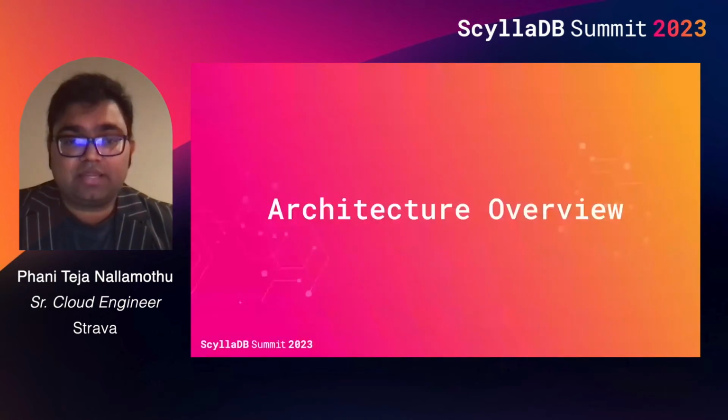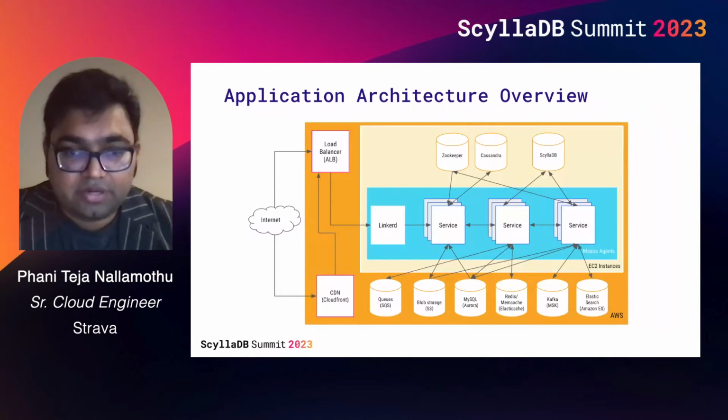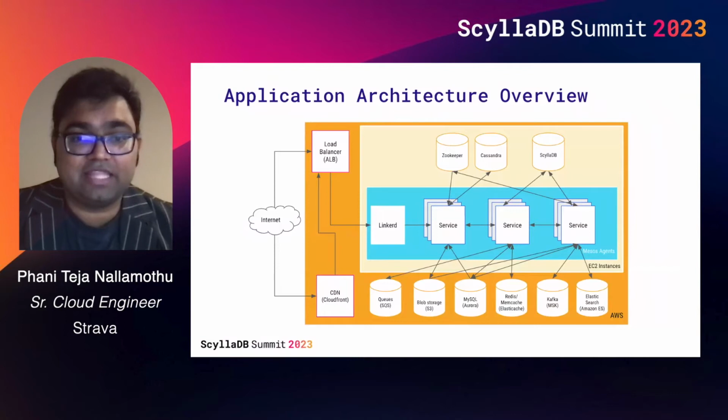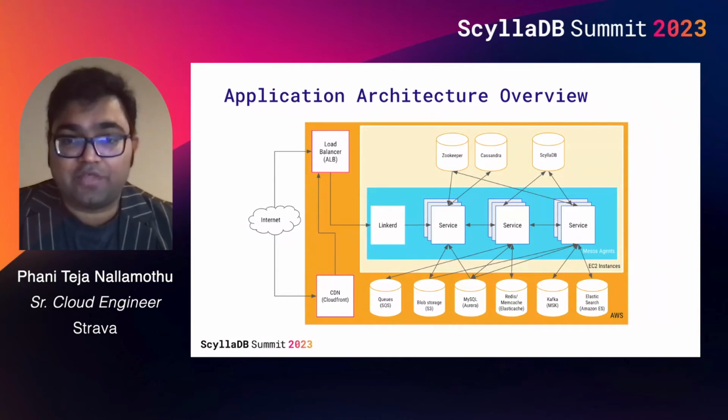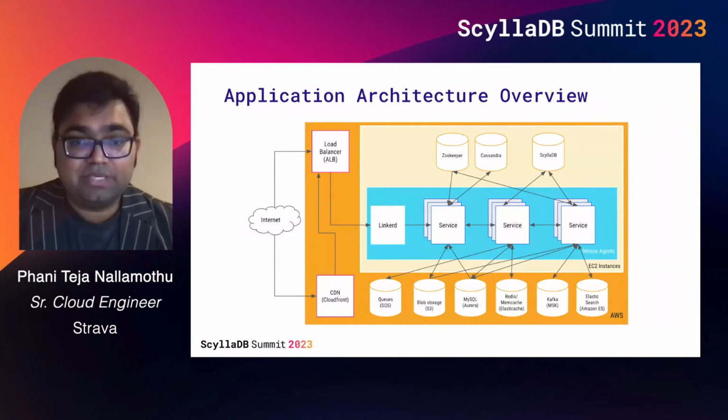Let's have a quick look at the architecture of the Strava platform. We have requests coming in from the internet. They will hit the load balancer or the CloudFront distribution, and then they will be routed to Linkerd. This is where all the magic happens. Linkerd handles all the authentication, authorization, and request routing. Strava is fully hosted on AWS. We use Apache Mesos on EC2 instances to manage all the microservices containers.